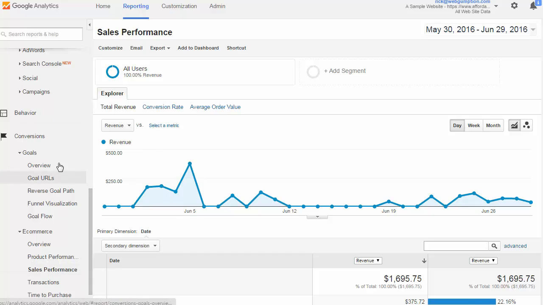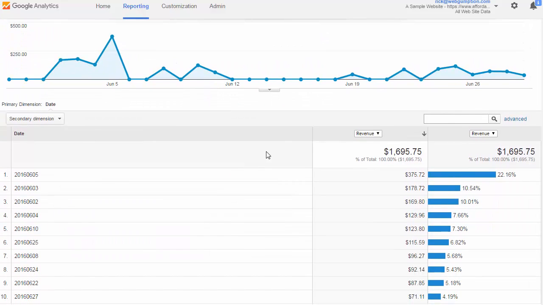The sales performance report, which you access in the left nav, conversions, e-commerce, and sales performance, simply looks at a day-over-day view of sales. So we can see that on 6/5/2016 we had $375 in revenue. So we just kind of get a day-over-day view. Not a lot to look at here, but it does give you a general idea of how much money is spent on a daily basis. Or if you had outliers, maybe you had a day. Here's a day where we had a lot more revenue generated. Chances are an email went out that day, something like that.